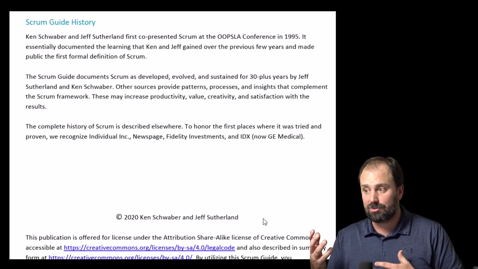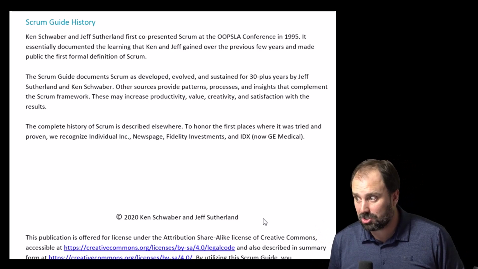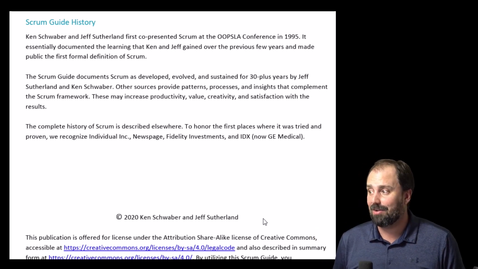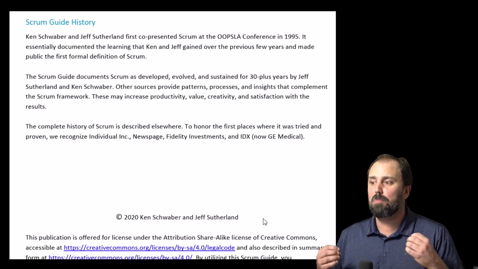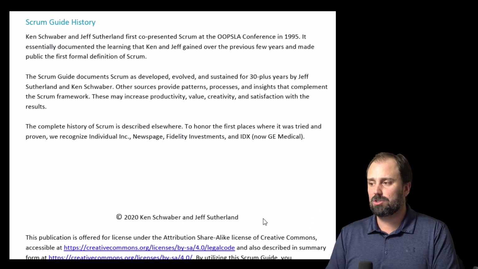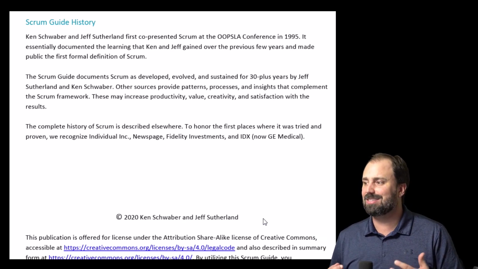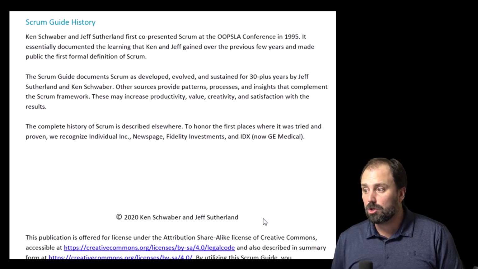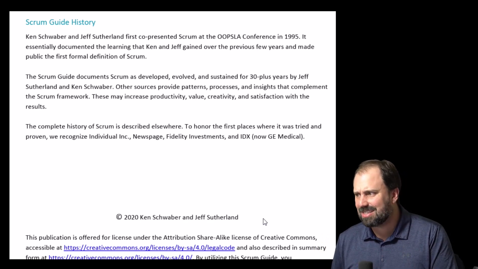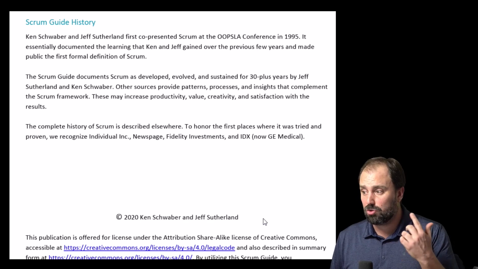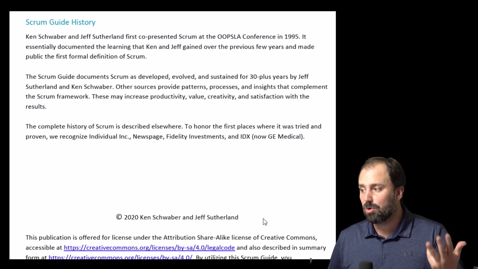Now, the Scrum Guide's history. Ken Schwaber and Jeff Sutherland first co-presented Scrum at the OOPSLA conference in 1995. It essentially documented the learning that Ken and Jeff gained over their previous years and made public the first definition of Scrum. The Scrum Guide documents Scrum as developed, evolved, and sustained over 30-plus years by Jeff Sutherland and Ken Schwaber. Other sources provide patterns, processes, and insights that complement the Scrum framework. These may increase productivity, value, creativity, and satisfaction with the results.